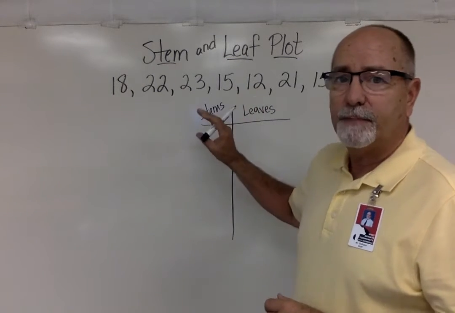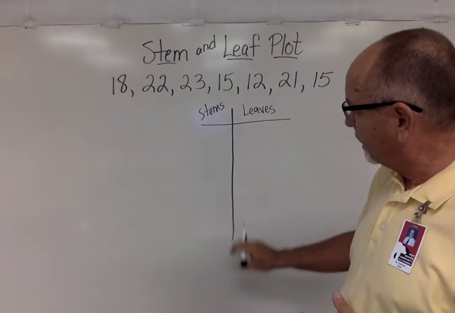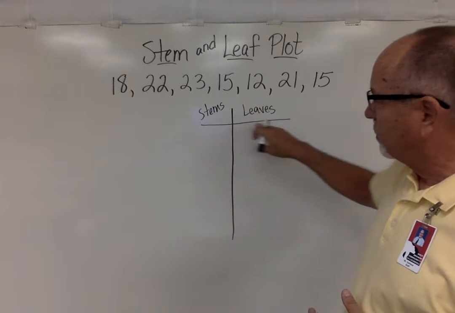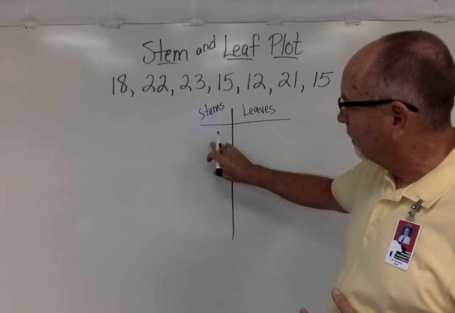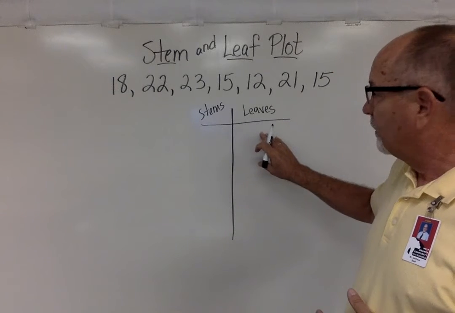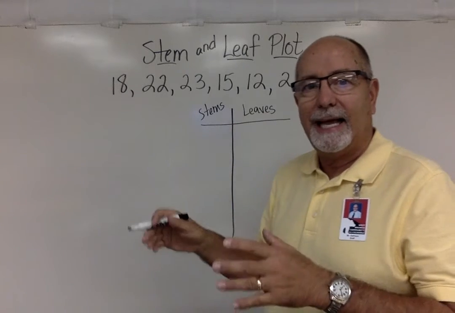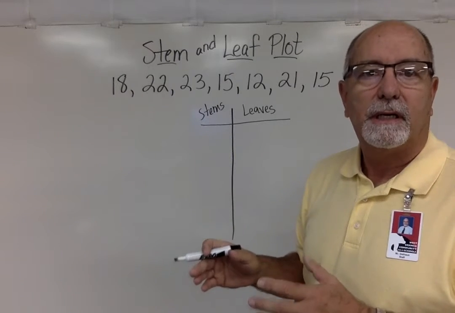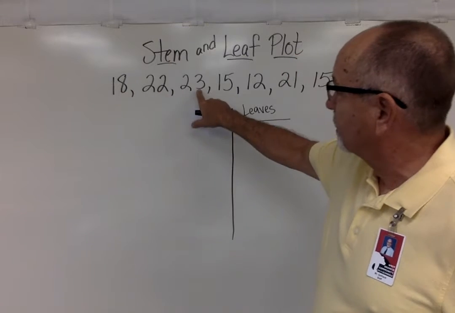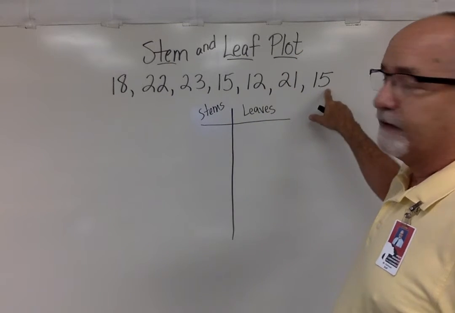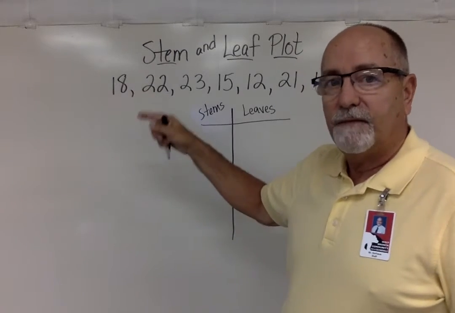So a stem and leaf plot is organized sort of like a T formed. You form this T with a long vertical line, and then you put a horizontal line up towards the top. On the left side of the vertical line, we call these the stems, and on the right are called the leaves. A leaf is always the least digit of your data numbers. So in this case, it's all the ones: the 8, the 2, the 3, the 5, the 2, the 1, and the 5.